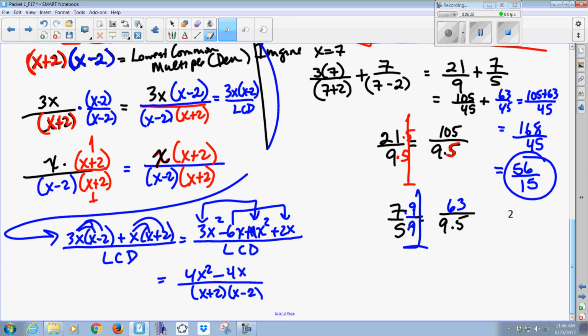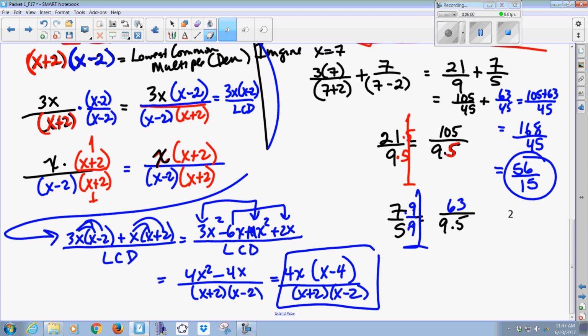So let's see, what do we have here? Well, I could pull a 4x out of the top because I want to see if I can factor this at all. So I have 4x times x minus 1 over x plus 2 times x minus 2. And as you can see here, there are no common factors in the top and bottom. You don't see a 4 anywhere down here. You don't see a single factor of x. You don't see a factor of x minus 1. So this is considered completely factored and simplified.